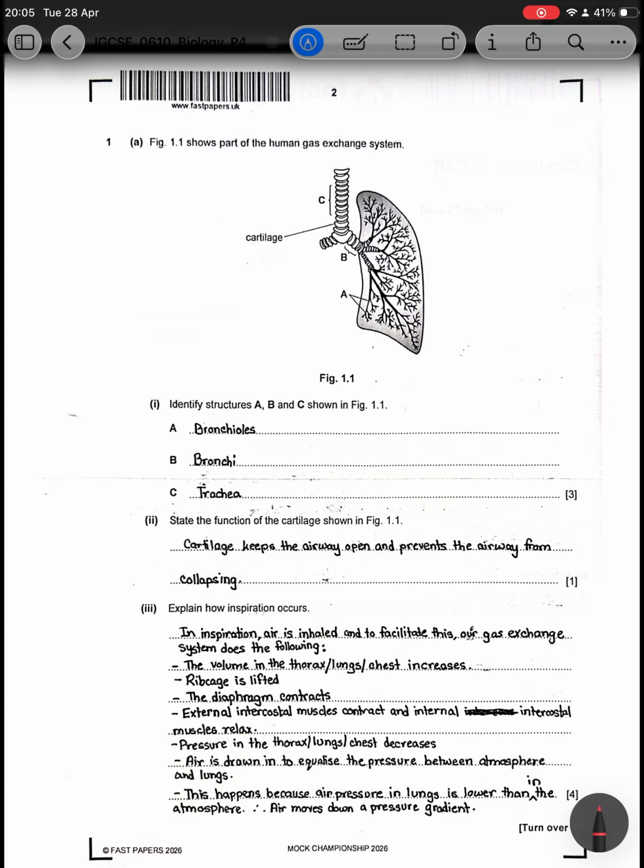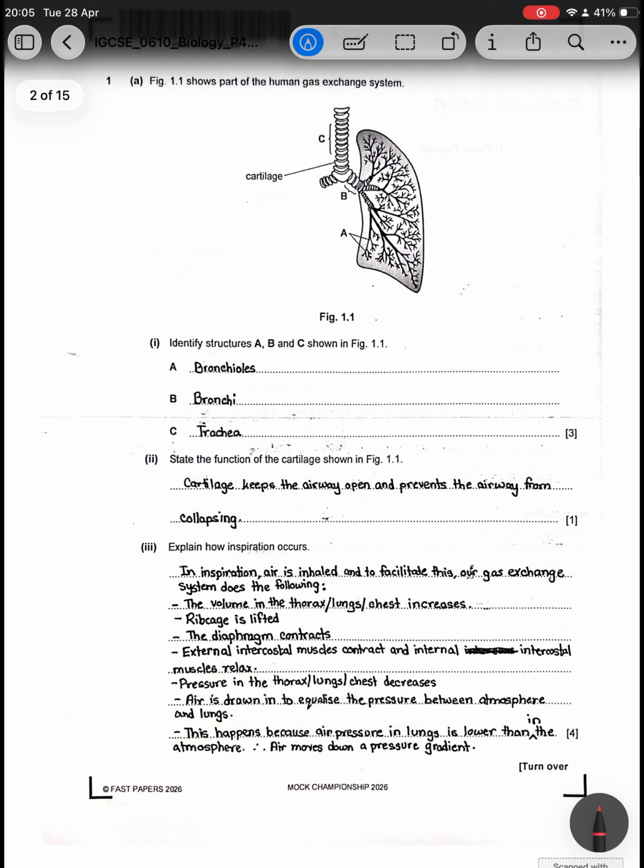State the function of the cartilage shown in figure 1.1. So the function is cartilage keeps the airway open and prevents the airway from collapsing. So it basically acts as a support system so that air can pass in and out without it bending or getting collapsed in any sort of way that interrupts the gas exchange procedure.